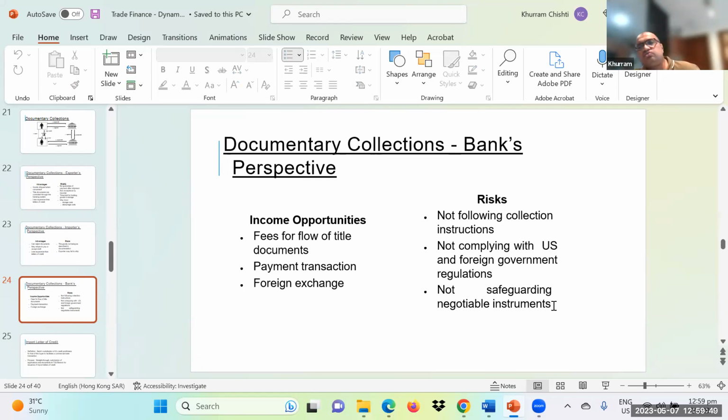Next, not safeguarding negotiable documents. Now this refers to physical damage. These documents are physically held. Physically we get these documents, like a courier document, a DHL document. Usually in our bank we keep them in a fire resistant locker which is operated by two people. One person can't open it. There are different passwords and different ways to open it by two different people.